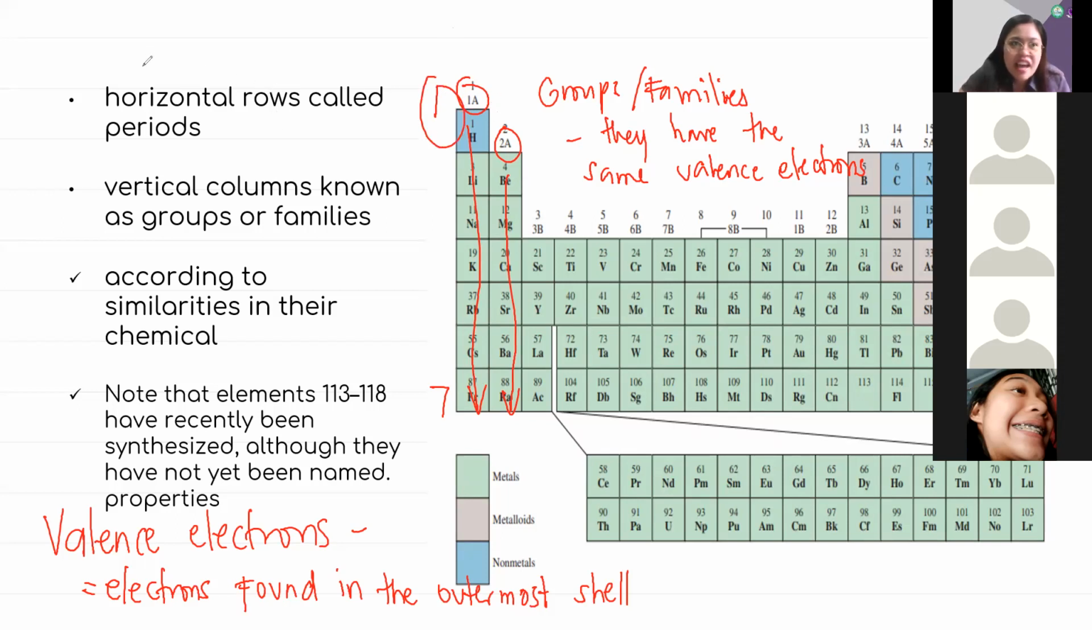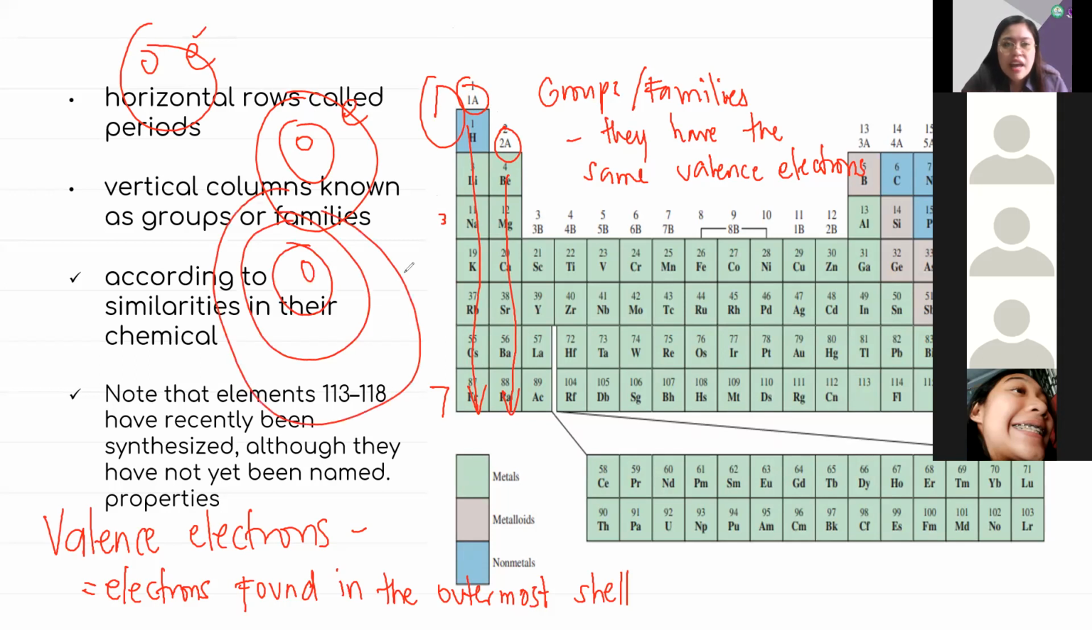Meaning yan, si hydrogen class, syempre isa lang ang shell niya, so naalang na siya isa ka-electron. Si lithium, dalawa ang shell niya, pero sa pinakalas na shell, meron siyang isang electron. That is also true for sodium. Si sodium nasa period 3, so meaning na siya'y 3 ka energy shell. Pero, what is common? Sa outermost shell, sa pinakalas na shell, sodium also has 1 electron.